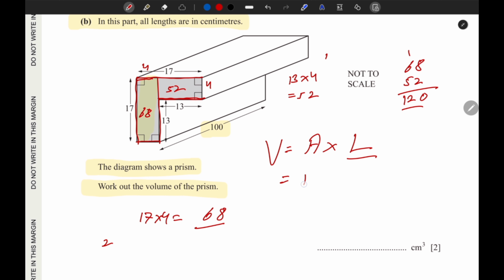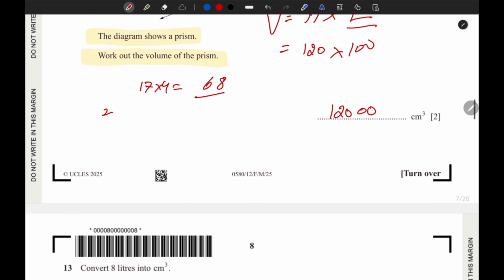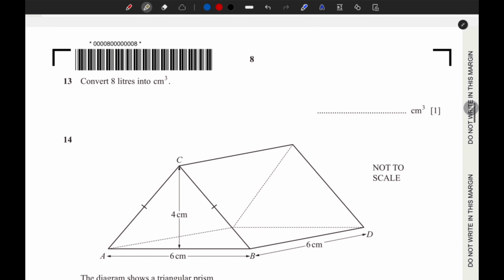So the area is 120, and what is the length? Length is 100 given, so 120 times 100 is 12,000. So basically 12,000 centimeter cube will be the volume. Next, convert 8 liters into centimeter cube. See, we know that 1 liter is 1000 centimeter cube. So it's simple. 8 liters will be 8000 centimeter cube. So our answer is 8000.